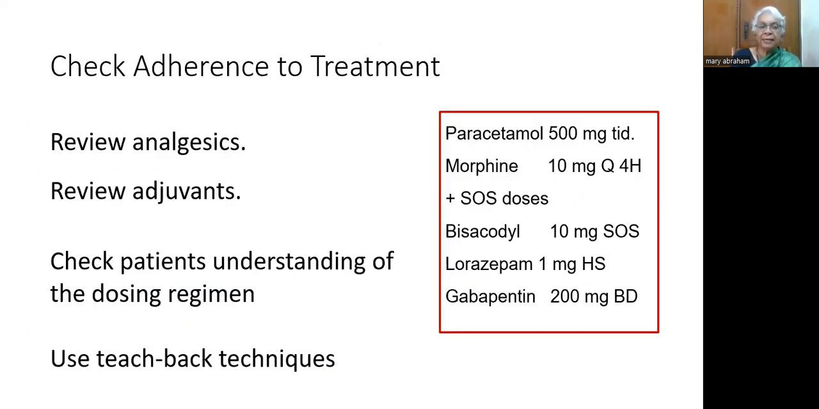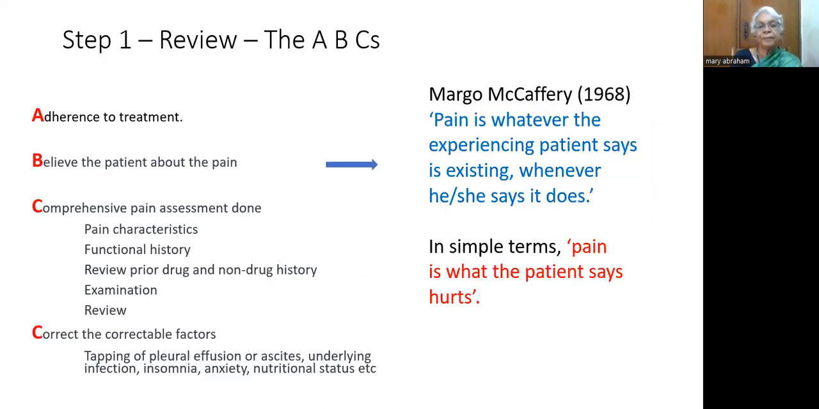Now C, go back please. C stands for a comprehensive pain assessment. So in a comprehensive assessment, we have to once again assess the patient. In that we look at the pain characteristics, which you're all aware of, PQRSTU. We look at the functional history. We review the prior drug and non-drug history. Then we do an examination of the patient, and then again we review the patient.